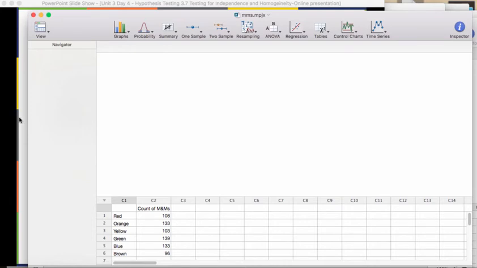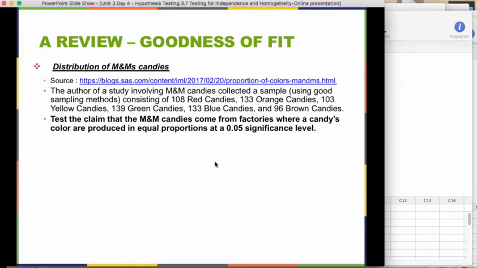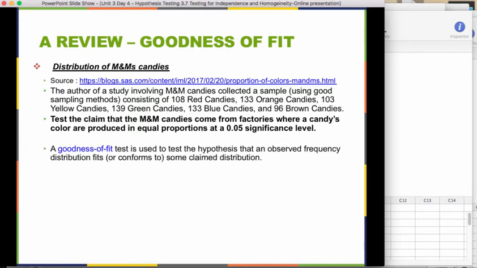Let's go now through and start looking at what we have for our claim or counterclaim and our null hypothesis and alternate hypothesis. So we're using a goodness of fit test to test the hypotheses that the observed frequency distribution fits or conforms to some claimed distribution. We're making the claim that it is coming from factories where the candy's colors are produced in equal proportions. So that would imply that you are expecting the same frequencies for each of the candies that are produced.